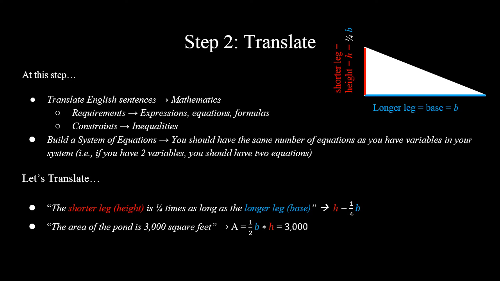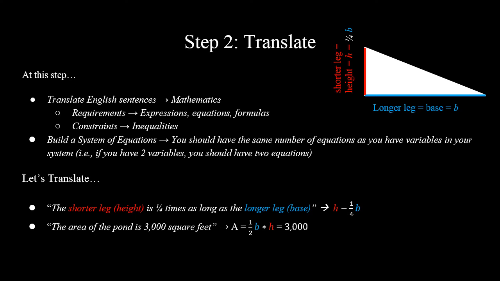The second thing we're going to translate, because remember, we need 2 equations, expressions, or formulas in our system. We had 2 variables, so we want 2 equations. Well, we were also told what the area was, and we know the equation for the area of a triangle. So we can use that here. The area of the pond is 3,000 square feet. We called the area A, so A equals 1/2 base times height.